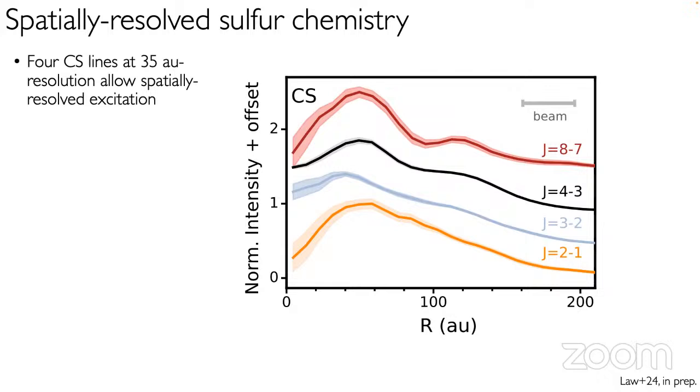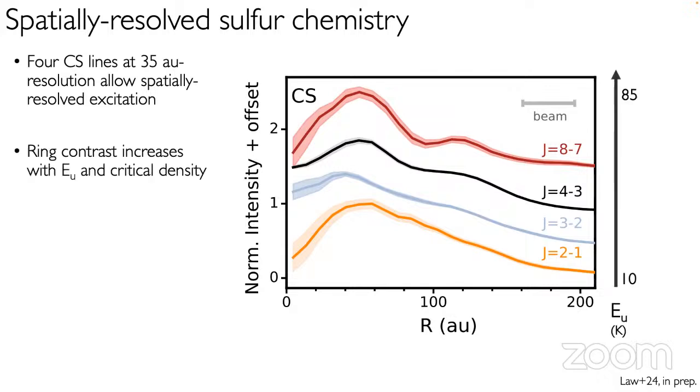And so we can convolve them all together, put them on the same spatial scale here, and actually look for some morphological trends. And in fact, we do see some. So if you notice, going from the bottom, this is the upper state energy of the line, so tracing cooler gas, up to the top, tracing hotter gas. Another thing that's varying across these lines is the critical density. So you're starting from lines that have low critical densities to high critical densities.